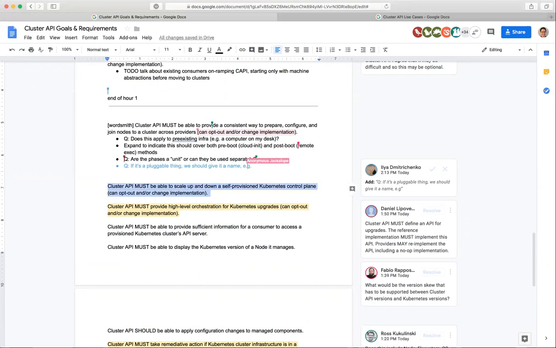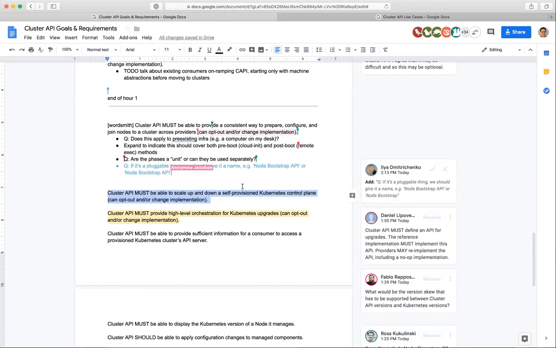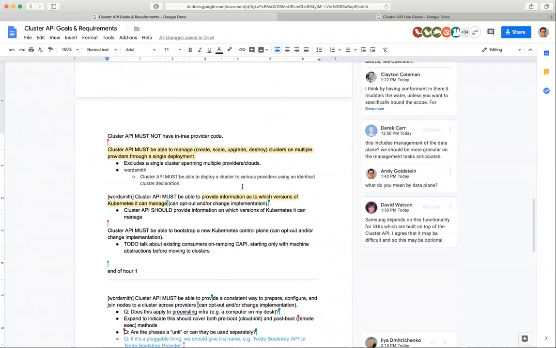All right, shall we move on? Next up, Cluster API must be able to scale up and down a self-provisioned Kubernetes control plane with a swappable implementation. Self-provision meaning that Cluster API was responsible for creating the control plane, and this is to call out a difference between managed services like GKE, where we likely won't have any control over the size of the control plane. So it might be worth it for the people who joined earlier to go back to the earlier bullet point around bootstrapping the control plane.